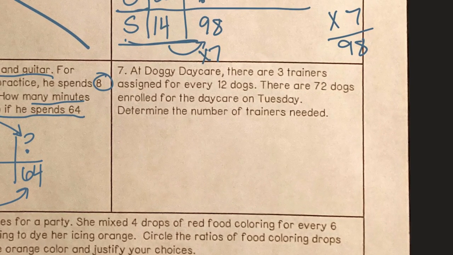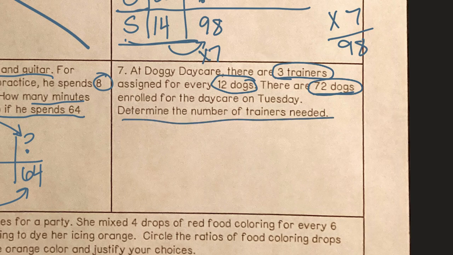Question number 7. At doggy daycare, there are 3 trainers assigned for every 12 dogs. So we're comparing trainers to dogs. There are 72 dogs enrolled for the daycare on Tuesday. Determine the number of trainers needed. Okay, so here we go. We're comparing trainers to dogs, so I'm going to put T for trainers and D for dogs down here.